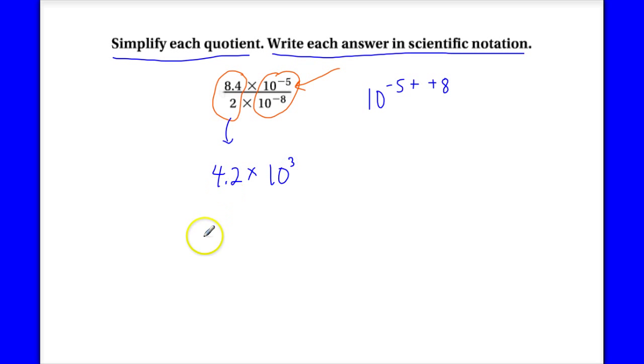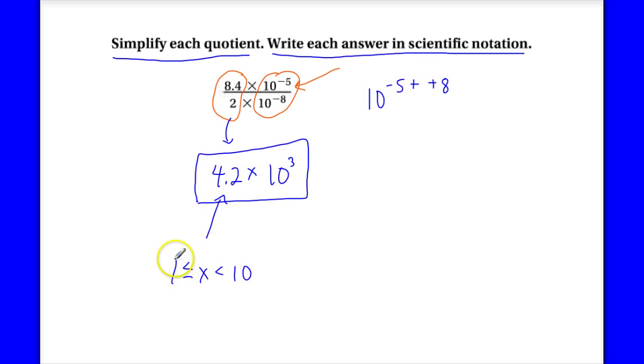Now I lucked out on that one. This is in scientific notation because remember that number must be between 1 and less than 10. Okay? Greater than or equal to 1 and less than 10. And it is. If it's not, you then have to either divide or multiply that number and then do the opposite to the 10 to hold its value.